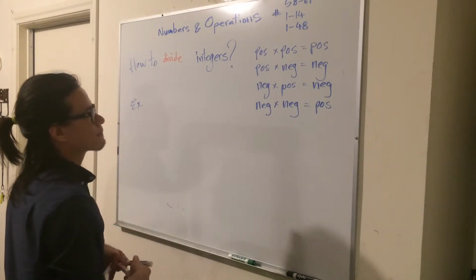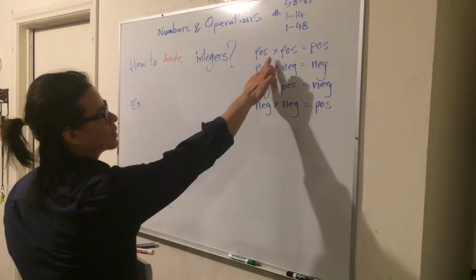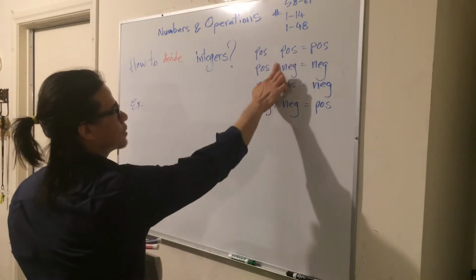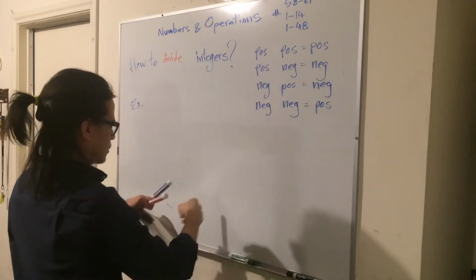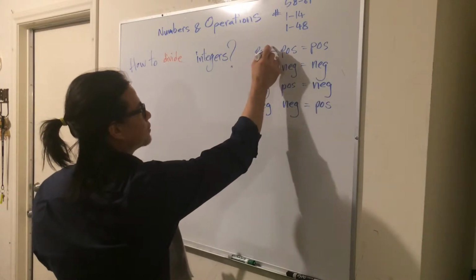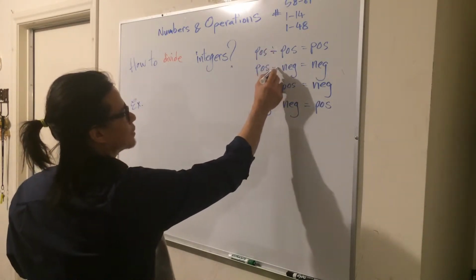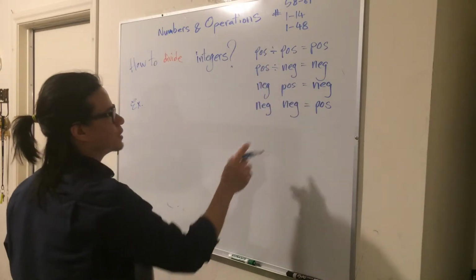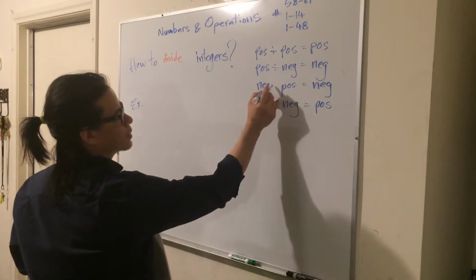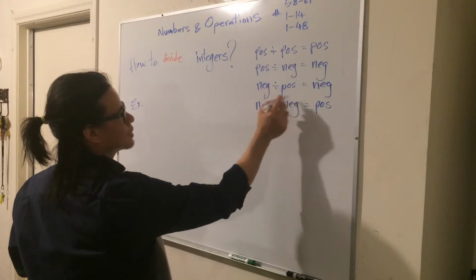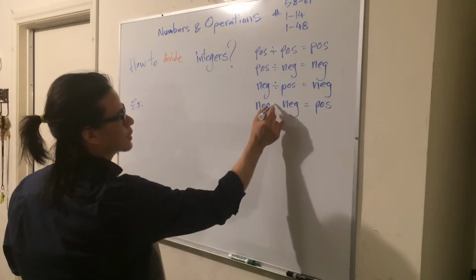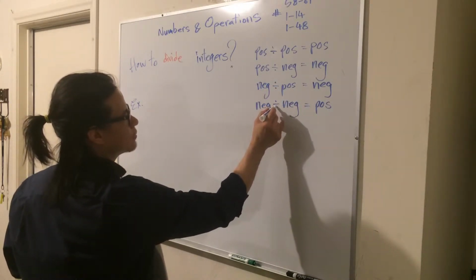Okay? You can leave this. Just change multiplication to division. Okay. So positive divide positive is equal to positive. Positive divide negative is equal to negative. Negative divide positive is equal to negative. Negative divide a negative, you get positive.